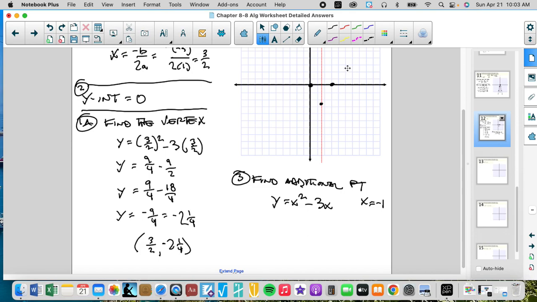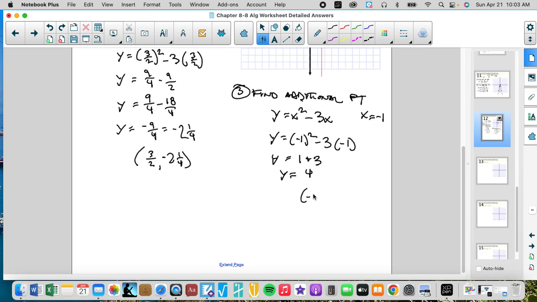I know it's going to be a U. So y equals the quantity -1 squared minus 3 times -1. That's 1 plus 3, which is 4. So my coordinate is going to be -1, 4.